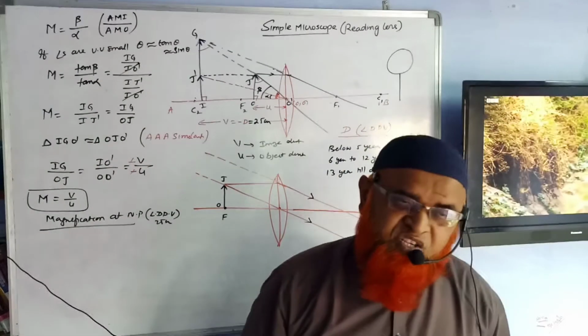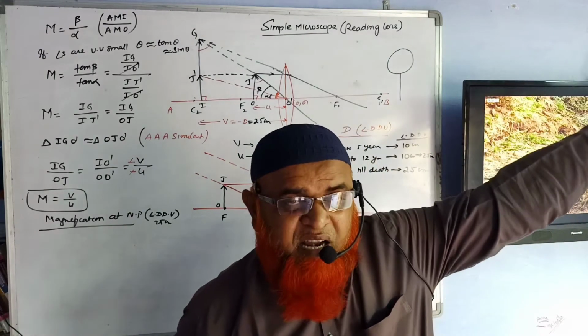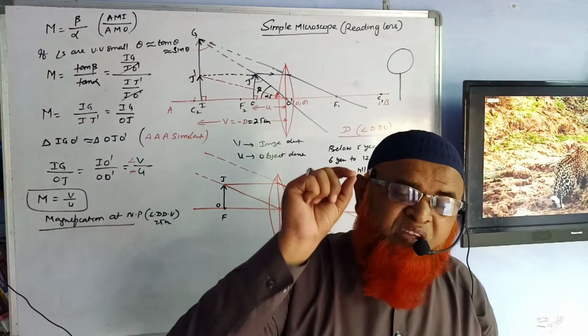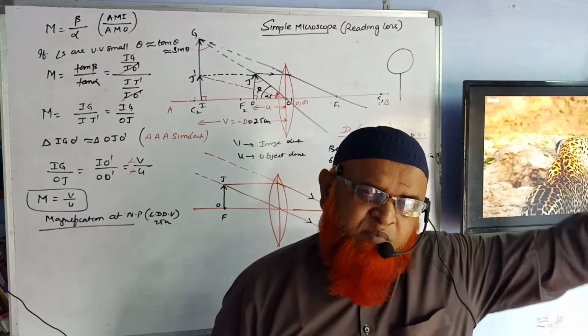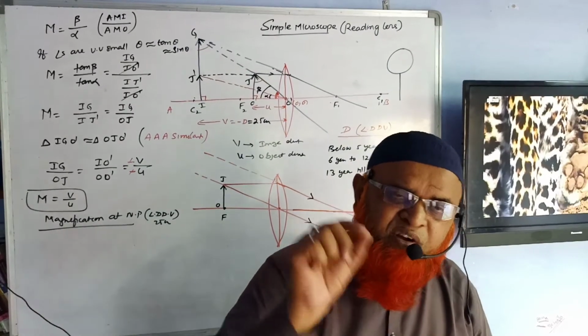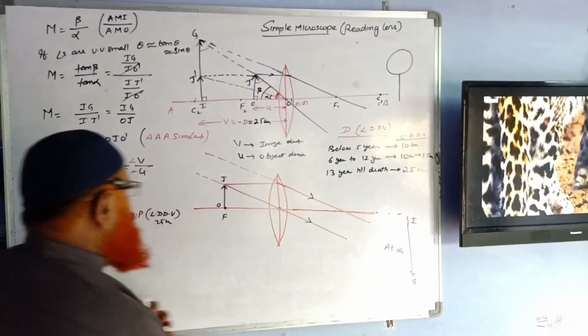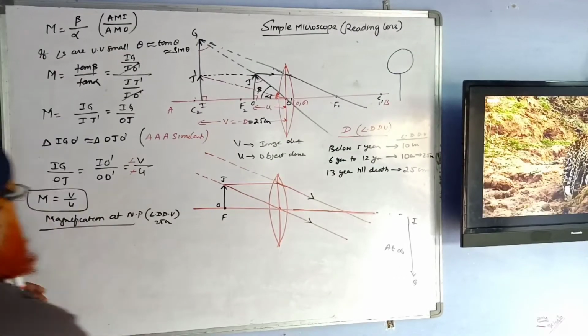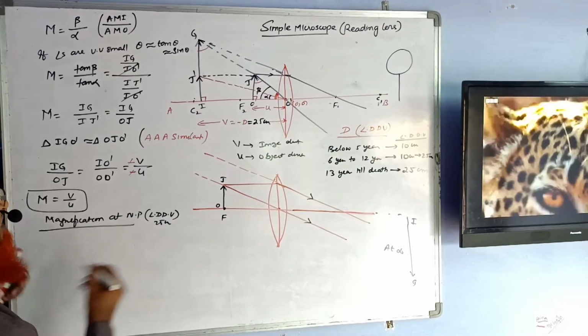near point magnification. If the final image forms at infinity, we call the magnification to be far point magnification. When final image forms at infinity, far point magnification. When final image forms exactly at 25 centimeters, it is called as near point magnification. Now, we are discussing about far point magnification here in this case. So what are you going to do to discuss far point magnification here?